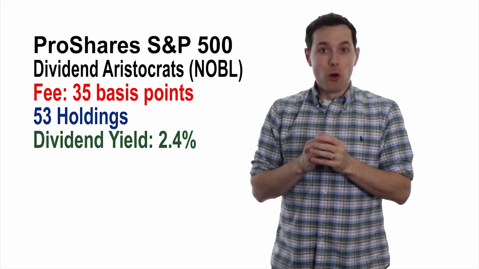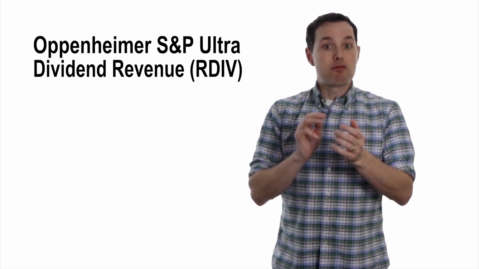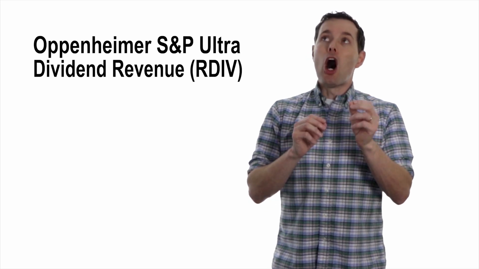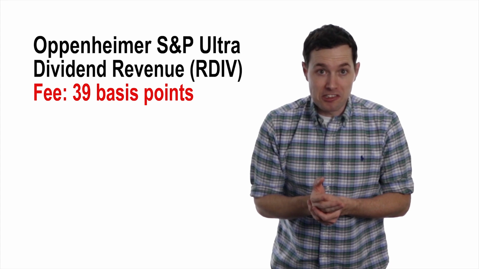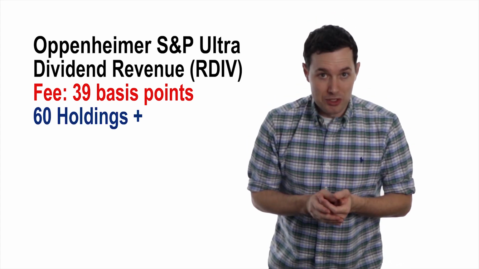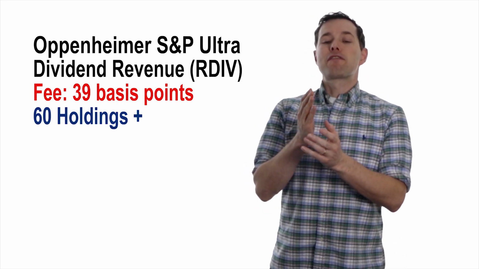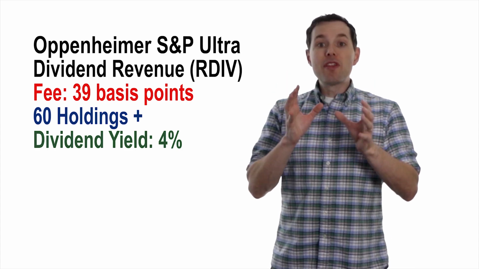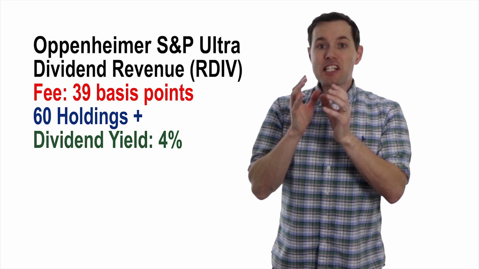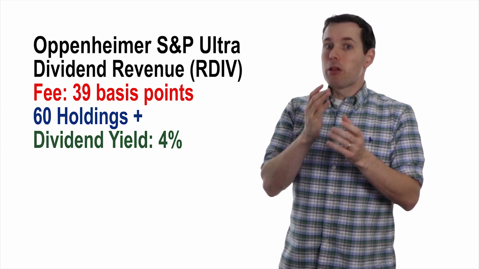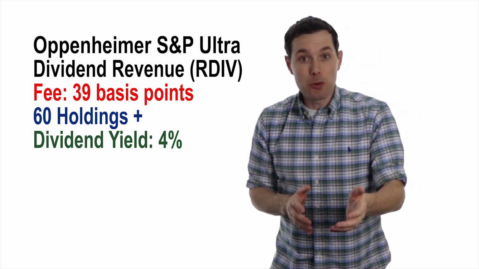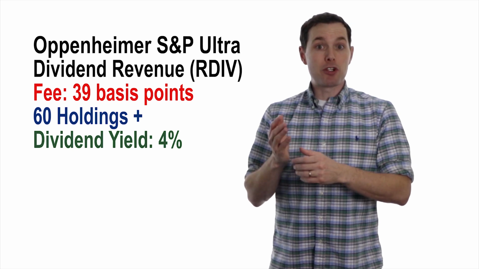So for our next holding, I'm looking at the Oppenheimer Ultra Dividend Revenue ETF, ticker symbol RDIV. RDIV has a fee of 39 basis points. They have about 60 holdings, and they have a dividend yield of about 4%. Now, the goal of this ETF is to invest in companies with low dividend payout ratios, meaning that they have plenty of room for the dividends that they do pay, maybe even some room to increase them.